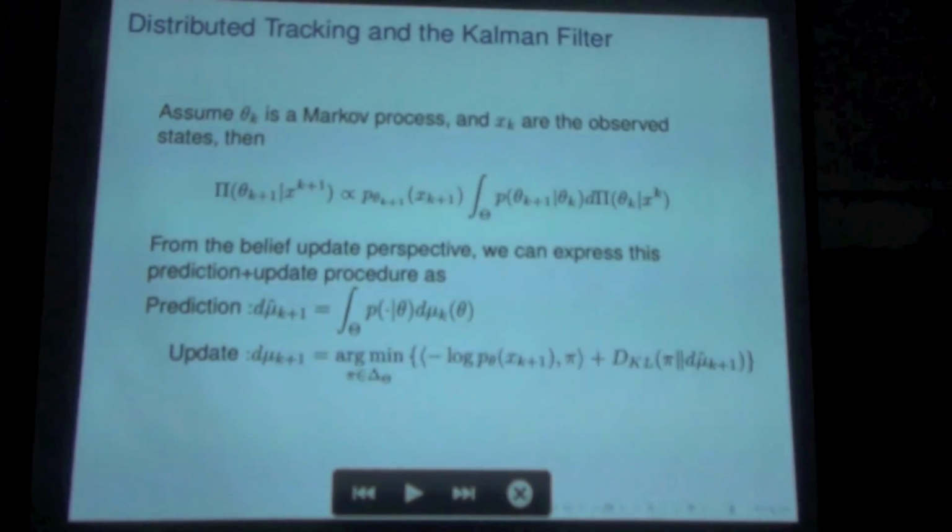In the second term, the KL divergence, shouldn't there be k and not k plus 1? No, because k plus 1 here is from the prediction.